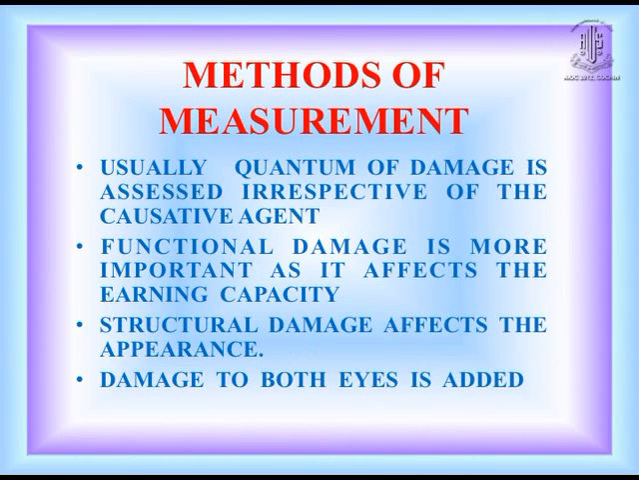What are the methods for measurement? Usually, the quantum of damage is assessed irrespective of the causative agent. Functional damage is more important as it affects the earning capacity. The structural damage affects the appearance and therefore is of cosmetic importance. Damage, both structural and functional, is added for both the eyes.